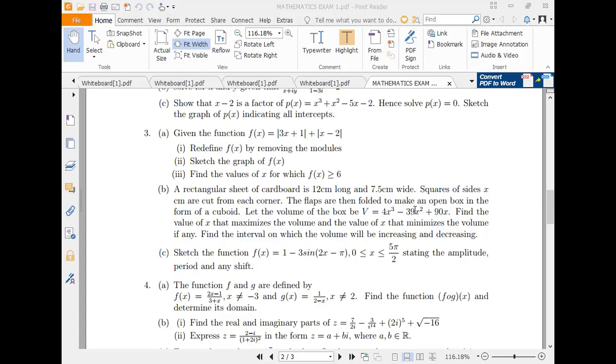Question 3A. Given the function f of x is equal to the modulus of 3x plus 1 plus the modulus of x minus 2. Part 1, define f of x by removing the modulus. Part 2, sketch the graph of f of x. Part 3, find the values of x for which f of x is greater or equal to 6.